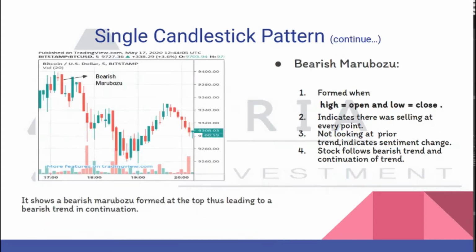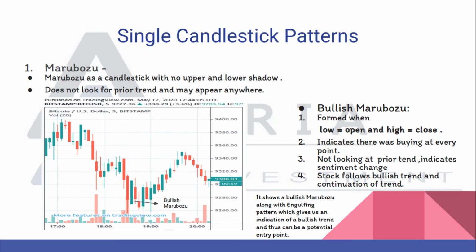The first single candlestick pattern that we would see in detail is Marubozu. Marubozu as a candlestick pattern is one of the important candlestick patterns in determining reversal signals. So, a Marubozu is characterized by only a real body with no upper and lower shadow. It does not look for a prior trend and may appear anywhere in the graph. As a result, we can see that Marubozu may also be of two types, bullish Marubozu and bearish Marubozu.